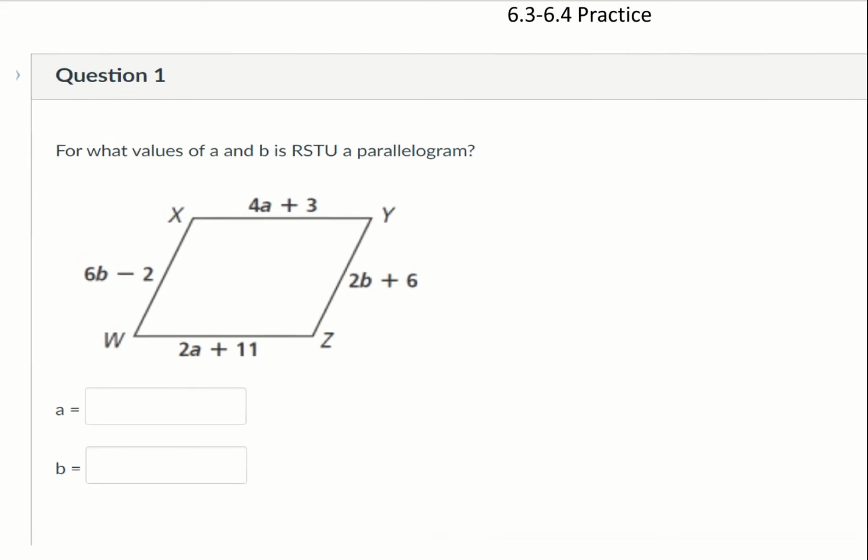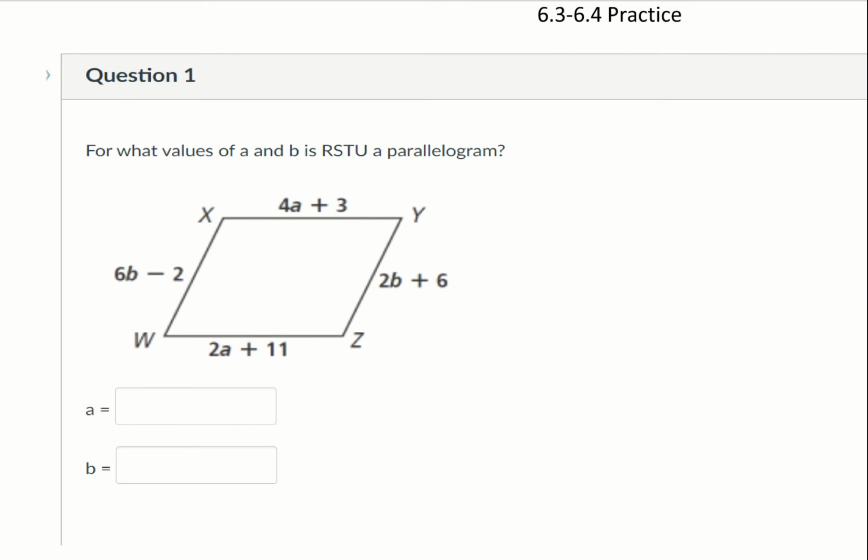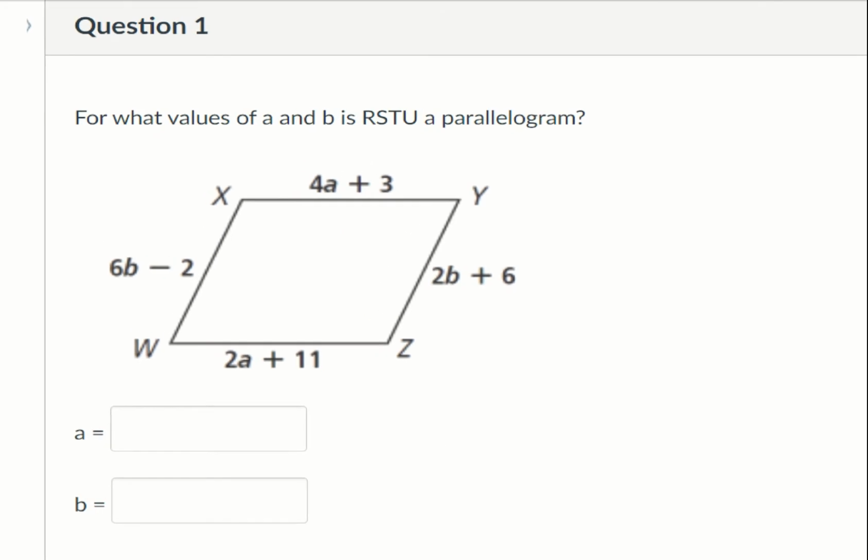So question 1, for what values is this a parallelogram? So we need to know the properties of parallelograms. So 6.3-ish stuff. All right, so we know that a parallelogram has two sets of parallel sides. So these pairs are parallel. And we also know that the parallel sides are congruent. So this is congruent to that, and this pair is congruent. Okay, so we know that much for a parallelogram.